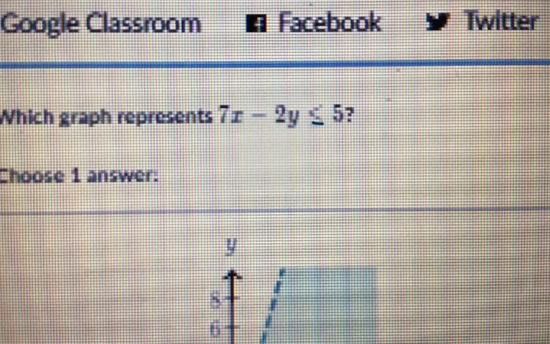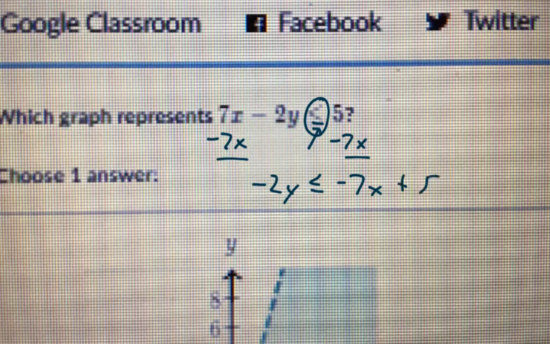All right, let's take a look at this one. Again, let's solve for y. We're going to minus 7x both sides. So negative 2y is less than or equal to. See the bar right there underneath? I'm going to put the x first, negative 7x plus 5. Now what? Well, I need to get rid of this negative 2. I'm going to divide everything by negative 2.